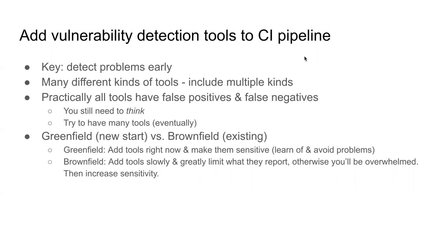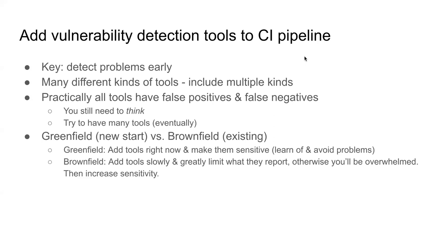If it's greenfield, a new start, typically you want to add the tools right now, probably as many as you can, get them into your CI pipeline, make them really sensitive. Why? Because the instant you start writing code at all, it'll immediately warn you about problems and constructs that are dangerous. And you can say, I see that, do this instead. And then all the rest of the code will apply those lessons. Brownfield's very, very different.